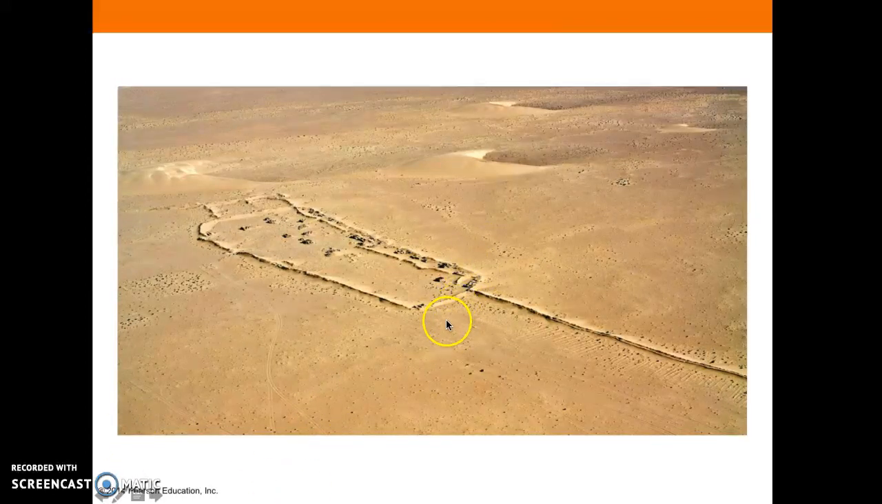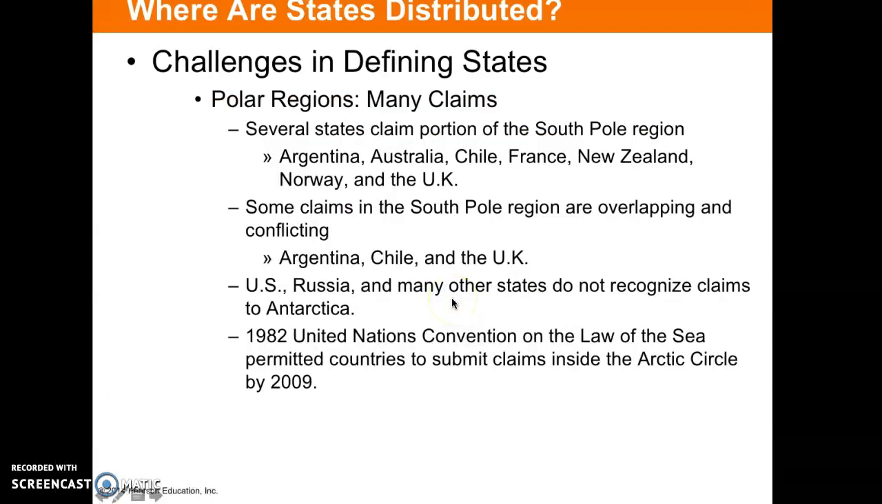So here's part of the wall around... Well, this isn't all of it here, but this is the wall that's being built around Western Sahara. We also have problems in polar regions.